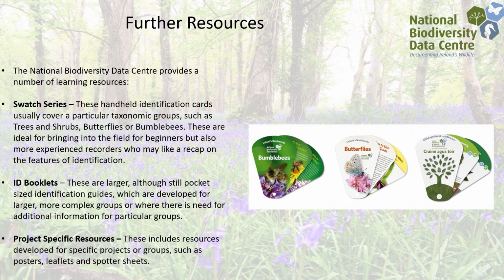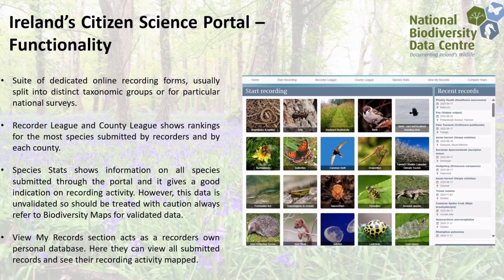So back into the Citizen Science portal, it has a suite of dedicated online recording forms, which are generally split up into distinct taxonomic groups or for particular national surveys. You'll see that there's birds, there's vascular plants, there's ladybirds. They're split up into those general areas, so it's generally very easy to find out what you want to record. If you can't find what you're looking to record, it's generally going to be in the other species recording form, which has the picture of the green tiger beetle on it. So if you can't find your group, chances are it's going to be in there.